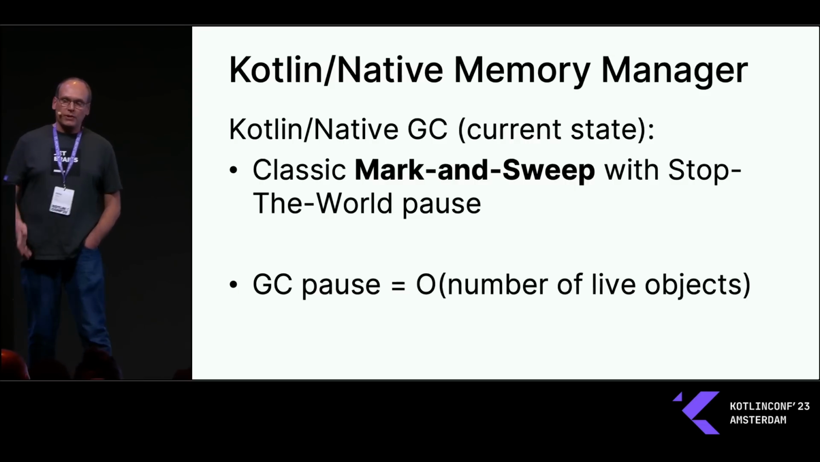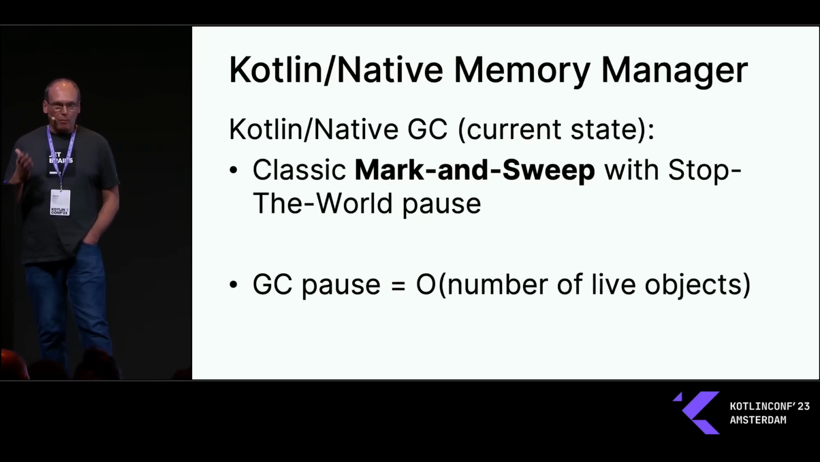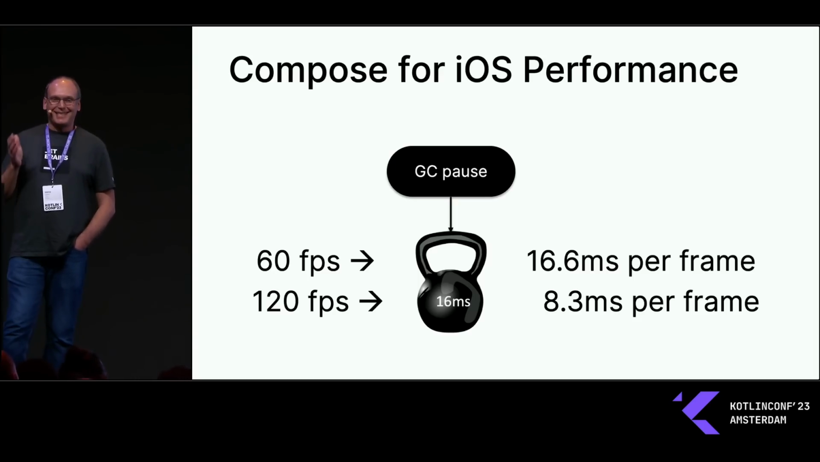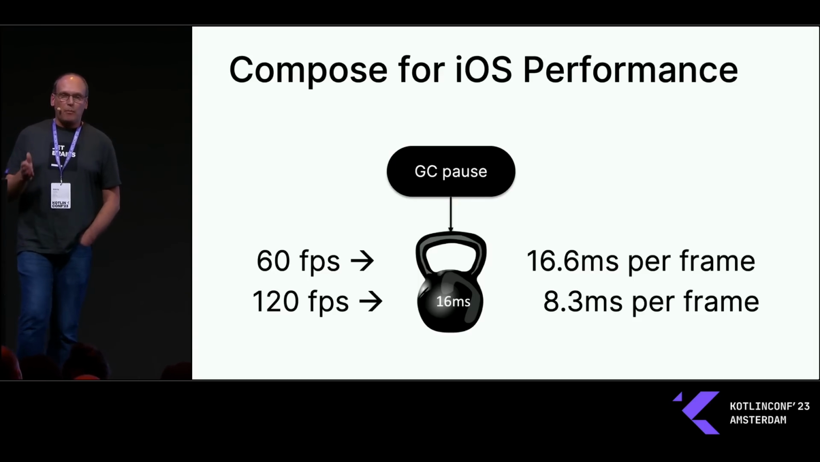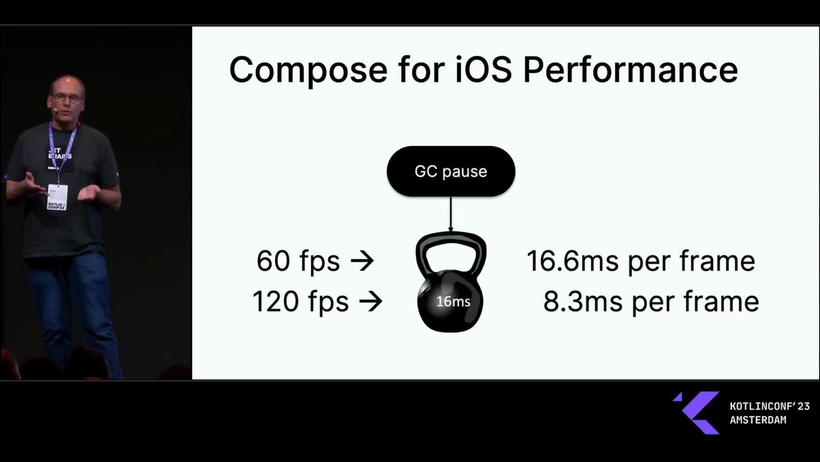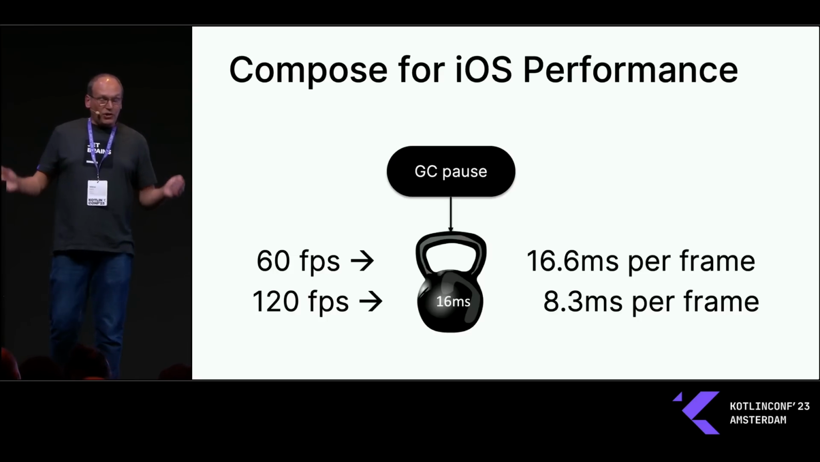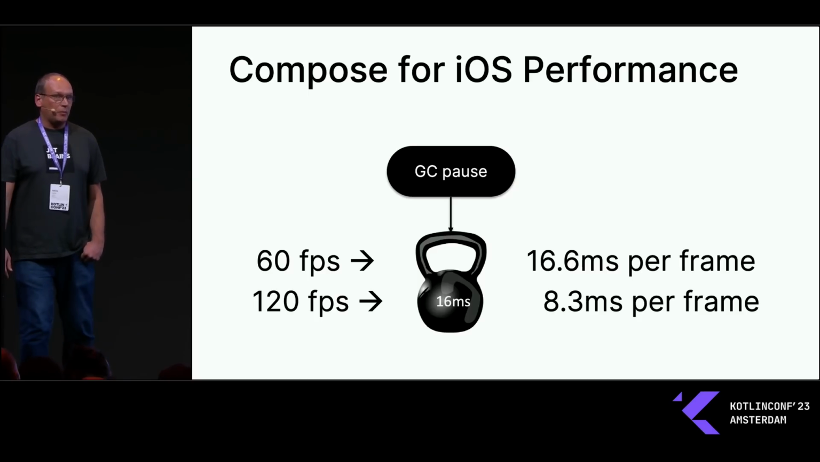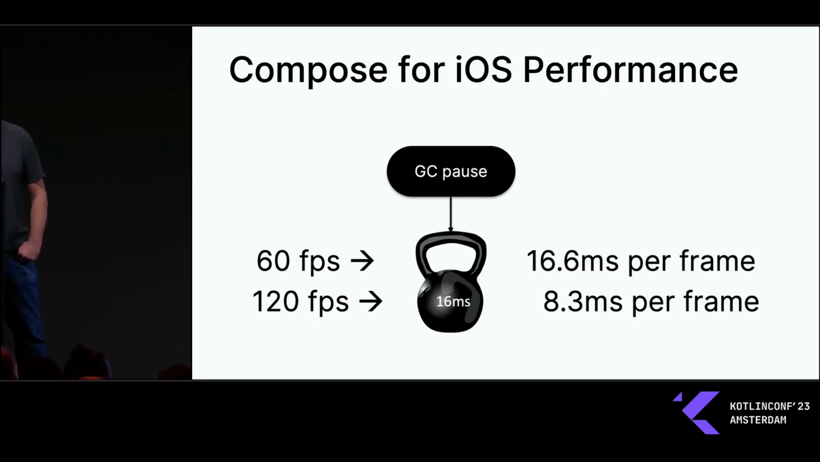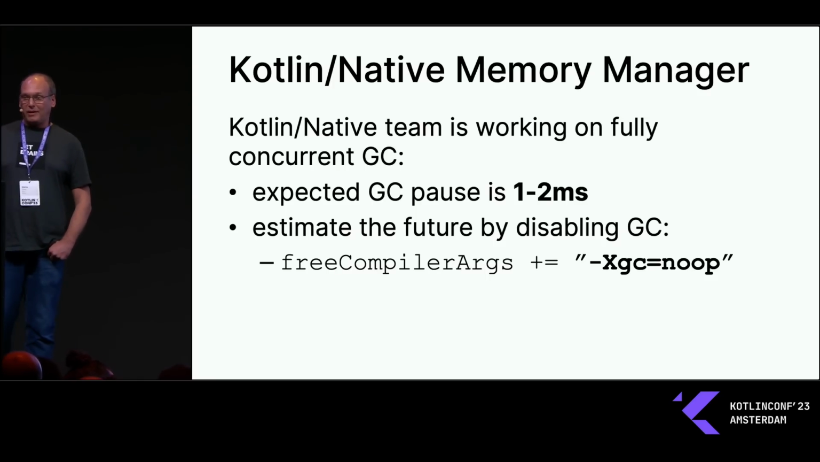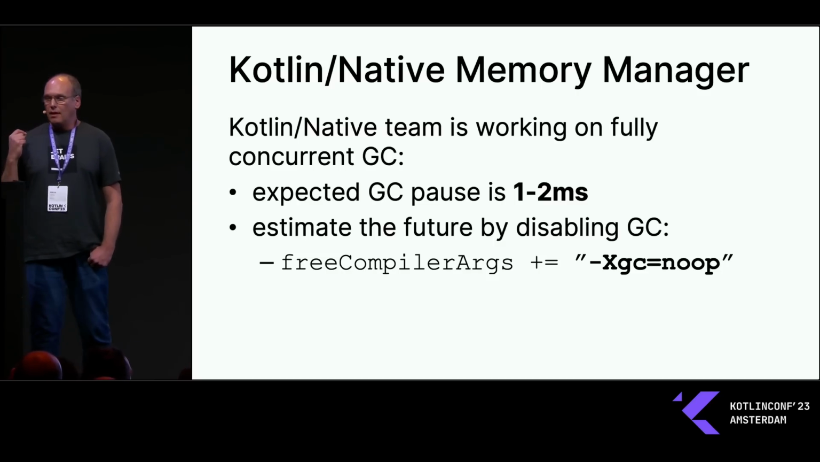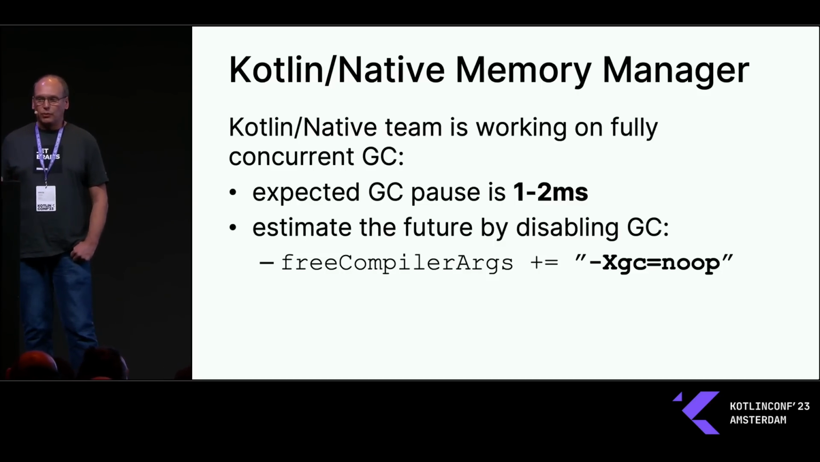So the GC pause linearly depends on the number of live objects. So for now, a GC pause is exactly that heavy thing that can appear in the middle of your rendering process, causing your app to lose frames. And unfortunately, yes, we observe 16 millisecond GC pauses in users' applications now. But the good news is that the Kotlin Native team is working on a fully concurrent GC, and we believe that we can achieve 2 millisecond GC pauses, which should be enough for your applications to not lose frames.